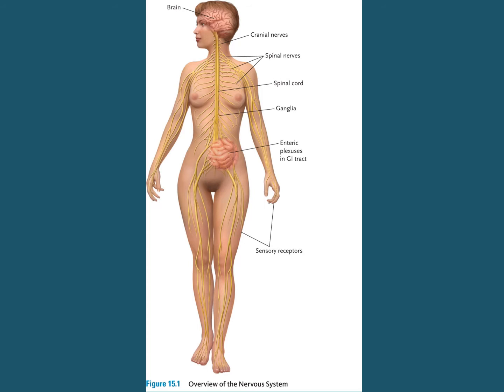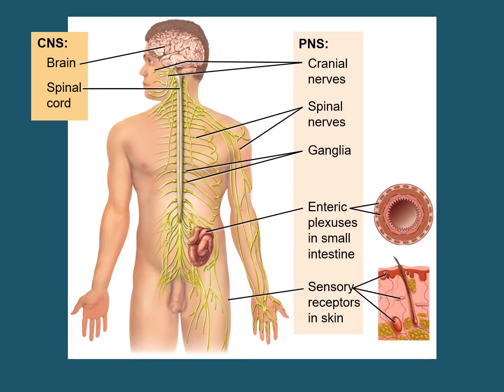Here's an overview of the nervous system. Here we have the brain and spinal cord, which are part of the central nervous system, and then all of the spinal nerves branching out of the spinal cord, and cranial nerves coming out of the brain, and the sensory receptors in the skin, and the plexuses, including those found around our gastrointestinal tract. Those are all part of the peripheral nervous system. This picture also depicts the 2 major divisions of the nervous system. That is the central nervous system and peripheral nervous system.